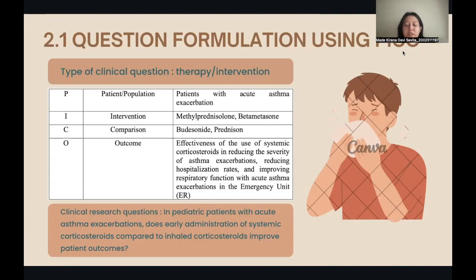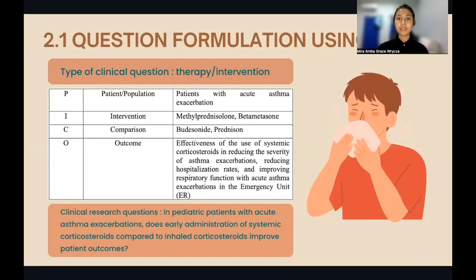My name is Madikina Devisa with last digits 197, and I would like to explain the question formulation using PICO. Based on the scenario, the type of clinical question is therapy or intervention. The following is the formulation of the clinical research question using the PICO framework. The patient or population is patients with acute asthma exacerbation, the intervention is methylprednisolone and betamethasone, and the comparison is budesonide and prednisone. That's all for me, and the presentation will be continued by my friends.